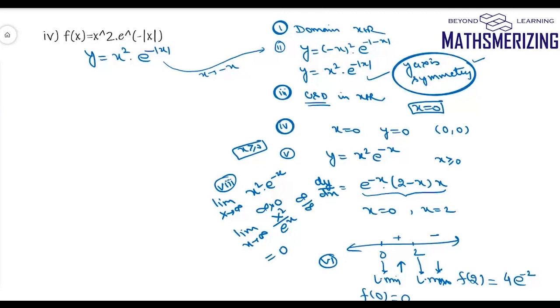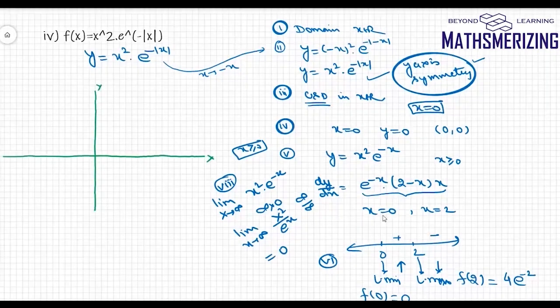So now I'll draw my graph. So it'll intersect the x-axis and y-axis at the origin. Local minima at 0, minimum value 0. Then at 2, maximum value 4 upon e square. And then at infinite, it'll be 0. So I'll draw this graph.